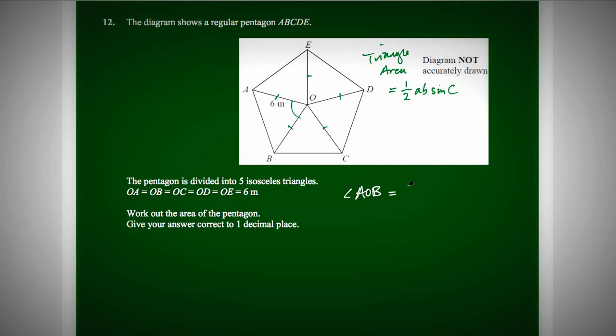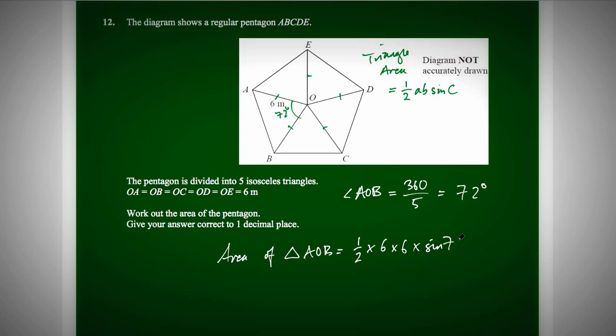So let's say angle AOB equals 360 over 5, which is 72 degrees. Area of triangle AOB is half times a times b times sine C. So the two sides and the angle in between them.